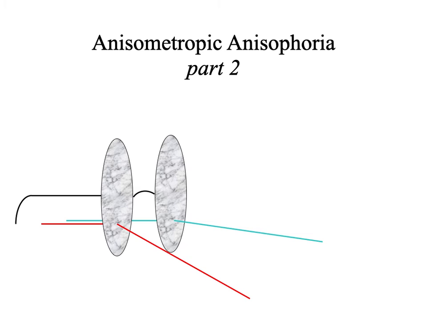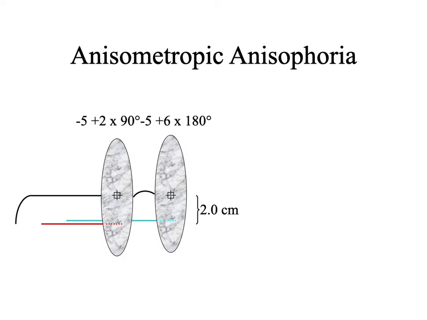Okay, so I promised you that we would revisit anisometropic anisophoria, and we're going to do it this time with spherocylinders, with astigmatic lenses. So this patient has spectacles, -5 + 2x is 90 in the right eye, -5 + 6x is 180 in the left eye. He's looking 2 centimeters down from the center of his lenses, and he is diplopic.